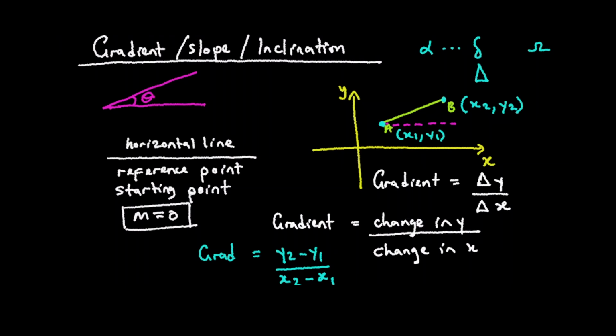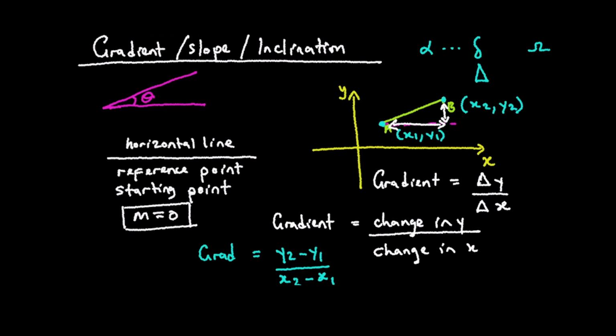The change in y is the change from this imaginary line up to here, the rise of our line in the vertical sense. Then change in x describes the effect of the change in the horizontal sense. So this is how I want you to do it.